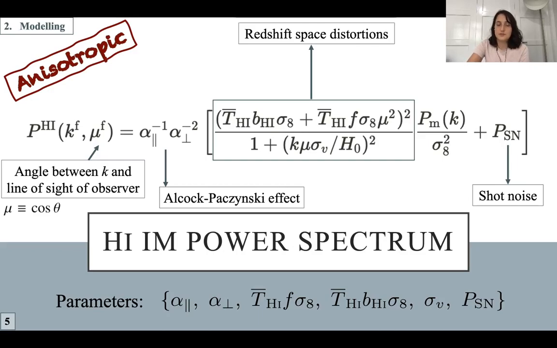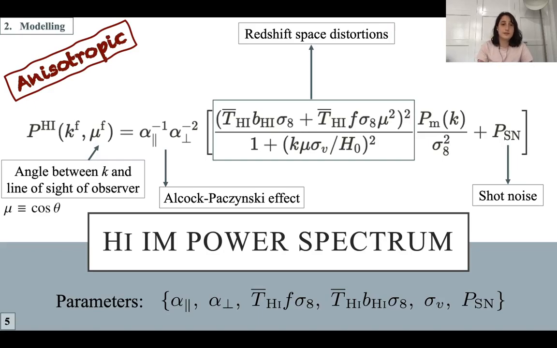This effect comes about because we are measuring in redshift space and then we are converting to a distance. But to convert from redshift to distance, we have to assume a cosmology. And if this assumed cosmology is different from the actual underlying cosmology of our universe, then we're actually going to have some distortions in our measurements.